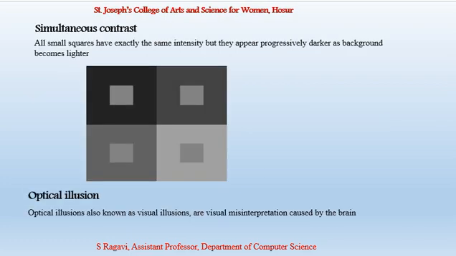Next comes simultaneous contrast. All small squares in the image have exactly the same intensity, but only the background keeps changing because of various contrast. This is called simultaneous contrast. Next comes optical illusion. Optical illusions are also known as visual illusions. These are misinterpretations caused by the brain.